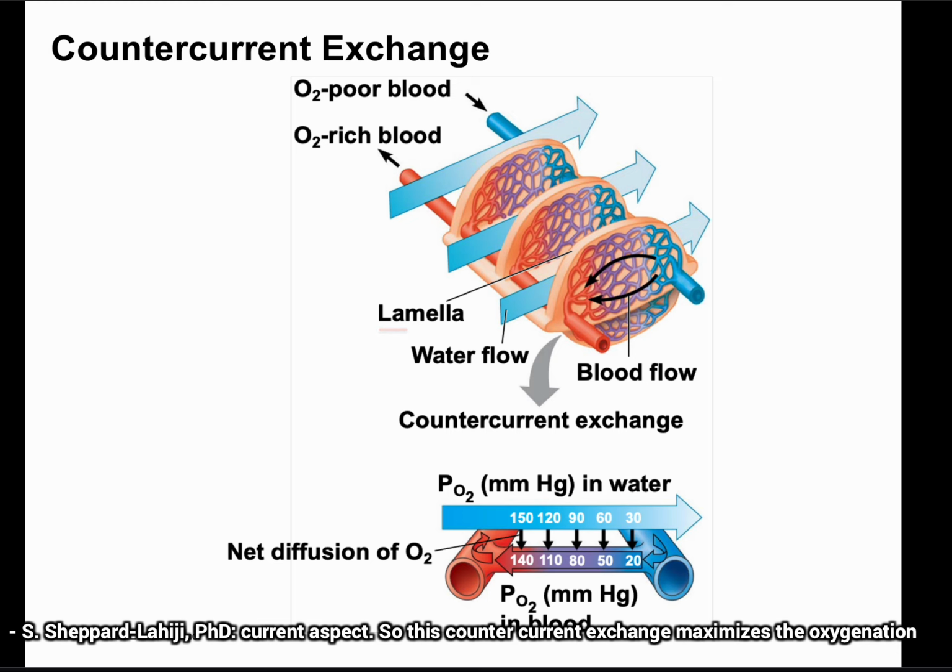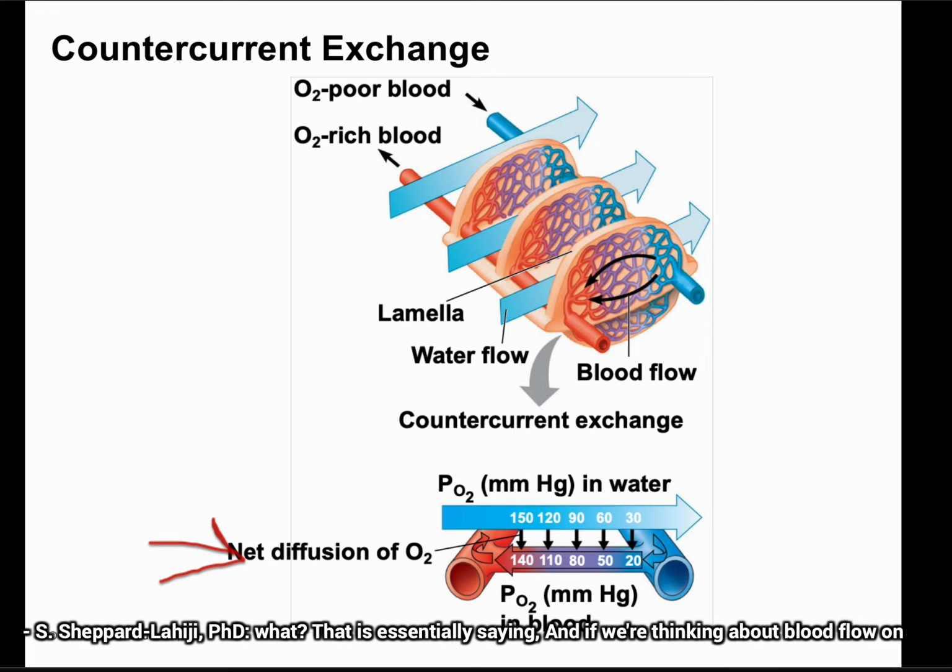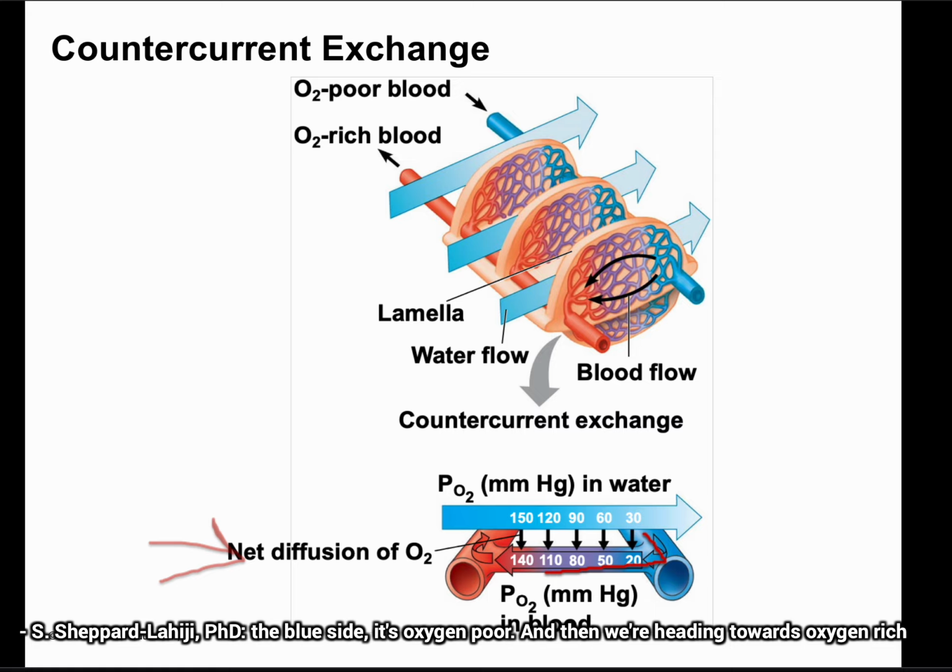So this countercurrent exchange maximizes the oxygenation of blood, and it does that by maintaining a positive oxygen gradient along the entire pathway. Okay, and we can see that quantitatively down here. Now, what that is essentially saying, and if we're thinking about blood flow, on the blue side it's oxygen poor, and then we're heading towards oxygen rich, so towards the red side.